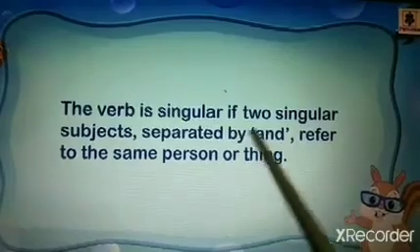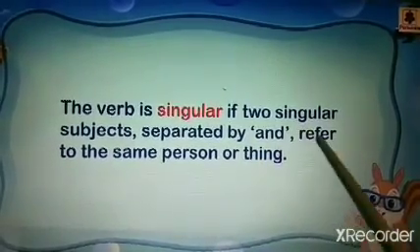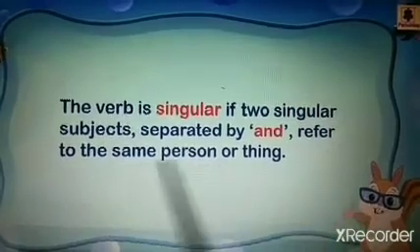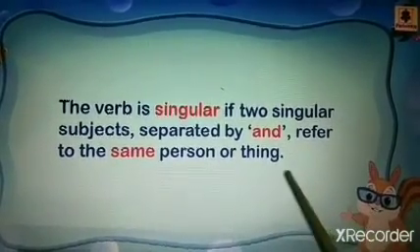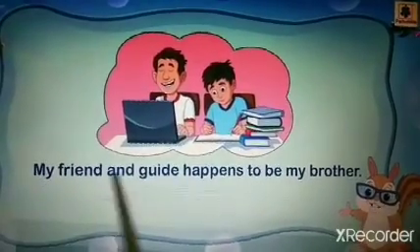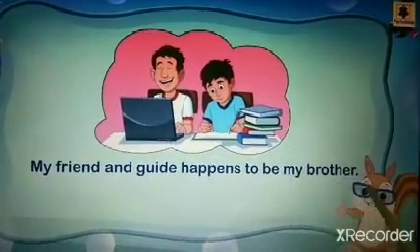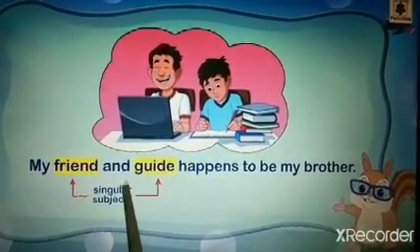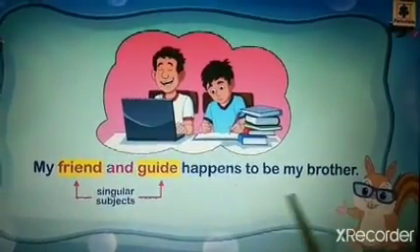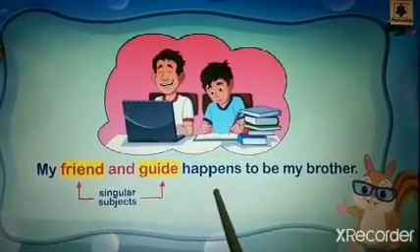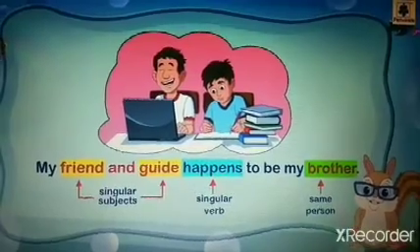The verb is singular if two singular subjects separated by and refer to the same person or thing. Okay? My friend and guide happens to be my brother. My friend and guide, he is talking about the same person, singular subject, both. So we will use a singular verb with it, happens. Happens is used with singular. And to be my brother.